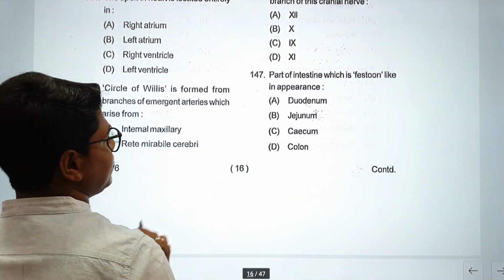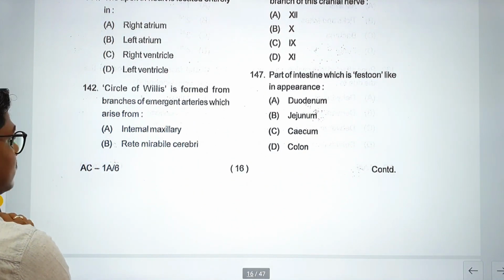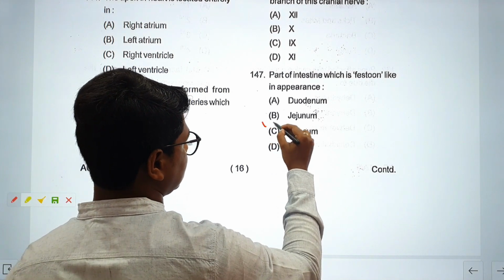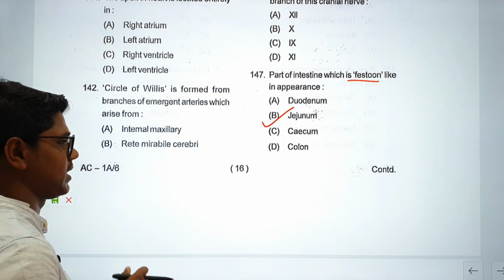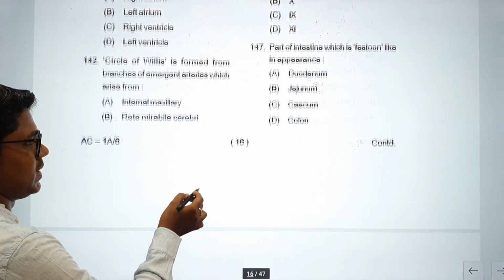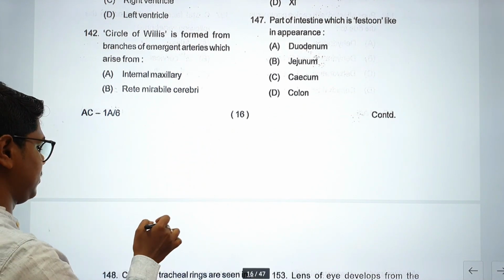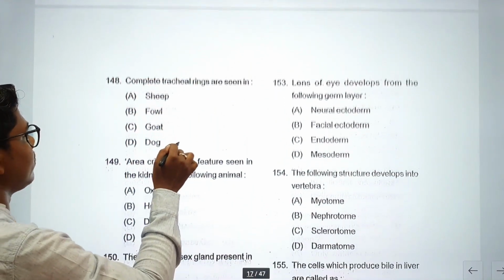Part of the intestine which is festoon like: jejunum. Okay, I think this was present in Tonuva's note. Festoon-like jejunum makes a curve over the mesentery. That is why festoon means a curve.